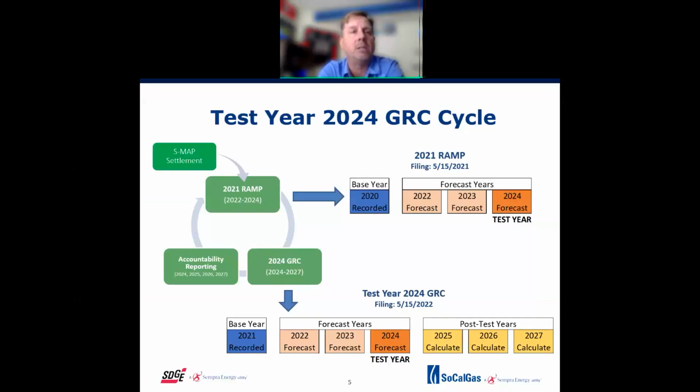GRC applications, the base year for our rate case will be 2021. It'll be the same forecast years that we are talking about for the RAMP. And then our post-test years will be 2025, 2026, and 2027.